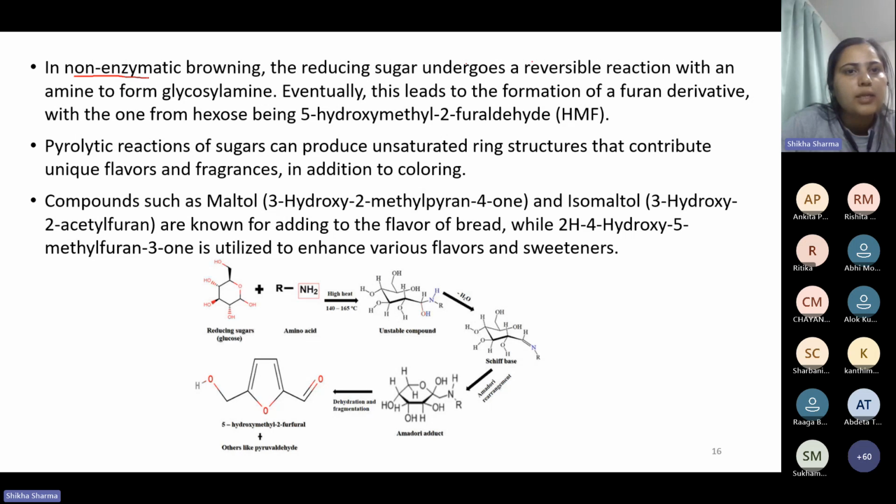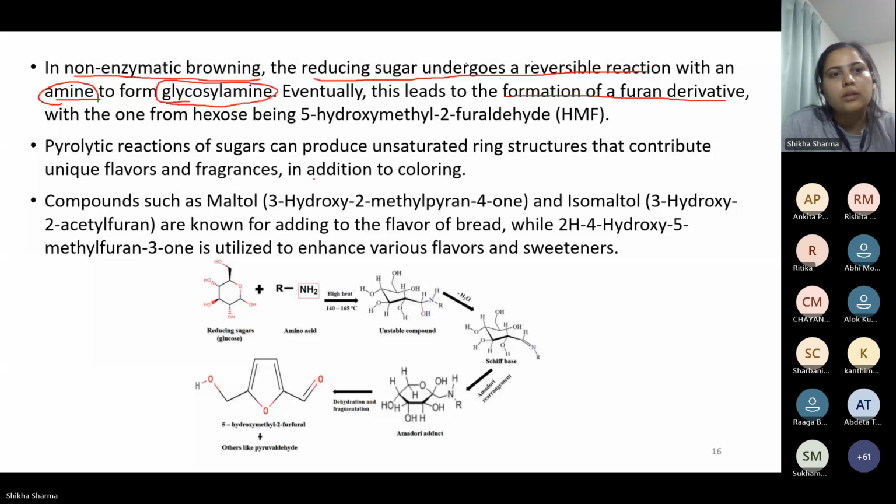Because in the non-enzymatic browning, what happens? The reducing sugar undergoes a reversible reaction where the amine group basically forms the glycosylamine. It will form, and it forms the furan derivatives, where we see from the hexose there is the formation of HMF, which is a furan derivative.